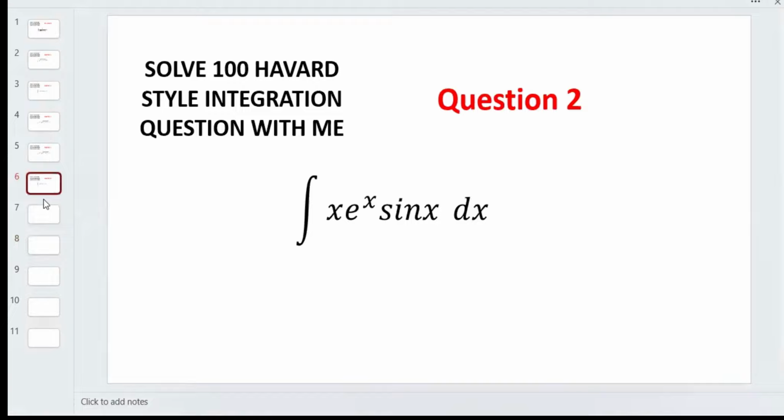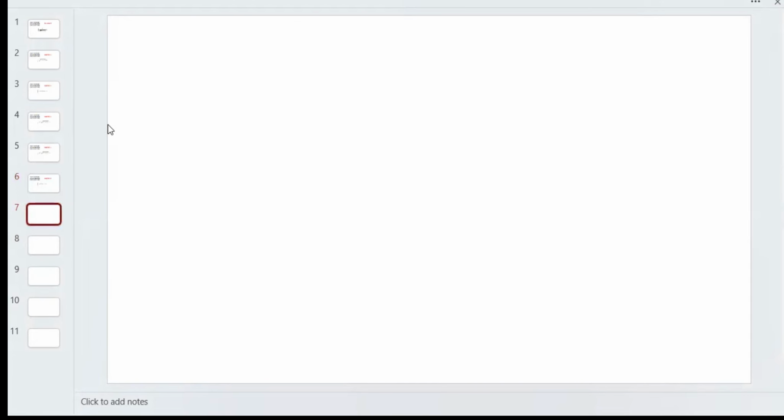All right, so we are on our second question in the series, solving 100 versatile integration questions. Today we have the function x exponential x sin x dx that we have to integrate, and we are going to be making use of integration by parts to solve this amazing question. So we'll start, and we already know the method we are applying: integration by parts.